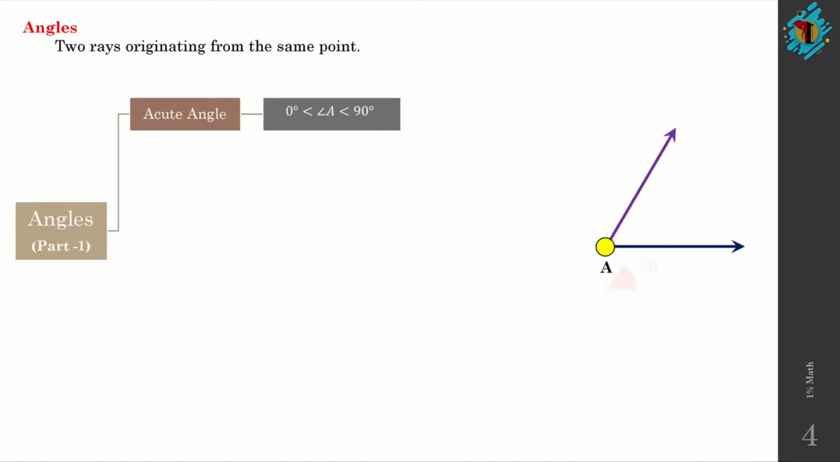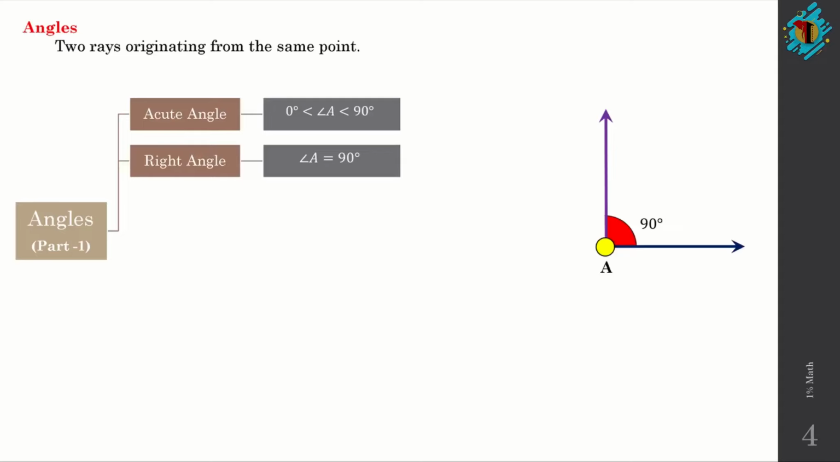Now second angle is right angle. Right angle represents 90 degree. So you can see here, this shows a 90-degree angle, correct? So that means angle A is equal to 90.